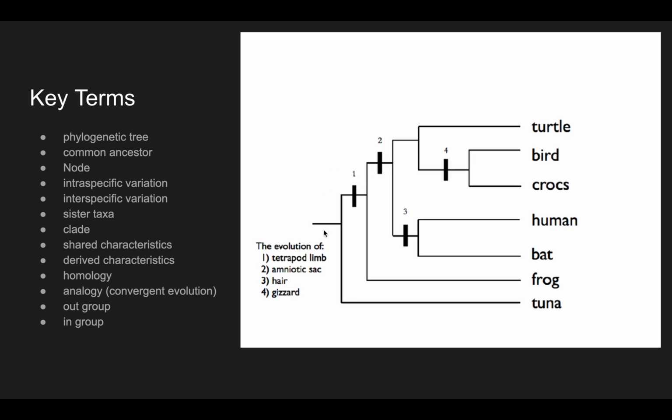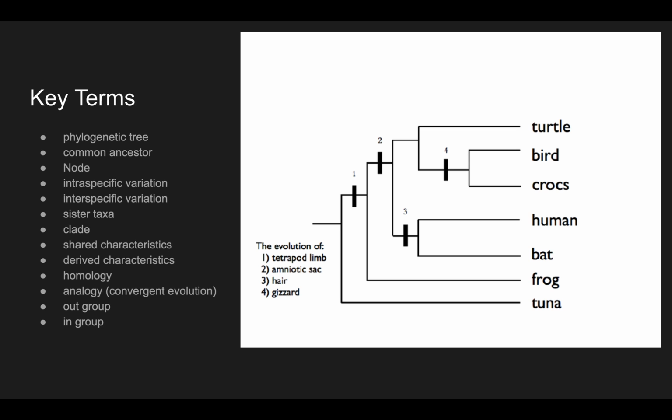Now, if you think about the whole tree, then even number 1 would be derived, because tuna don't have a tetrapod limb. So again, depending on how you define your clade, you can have one characteristic be shared or derived.